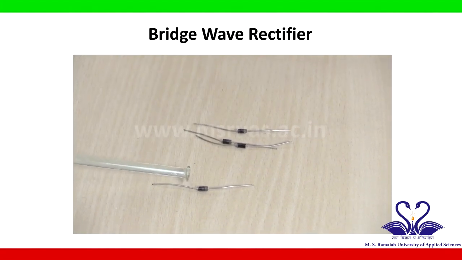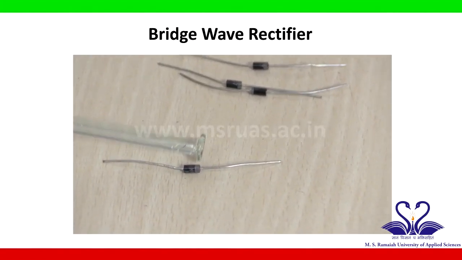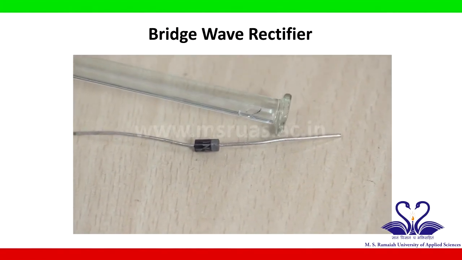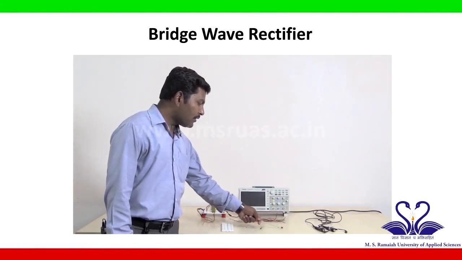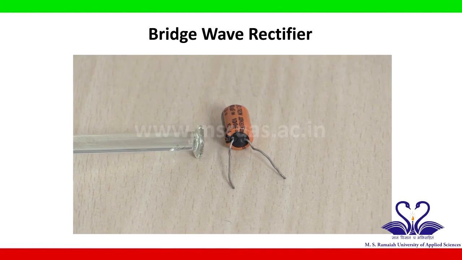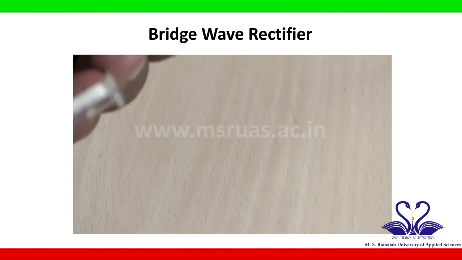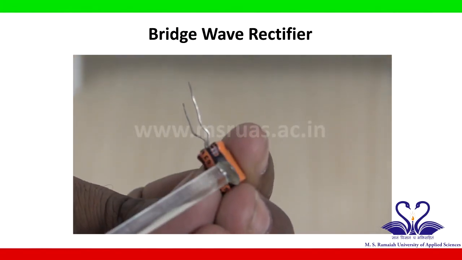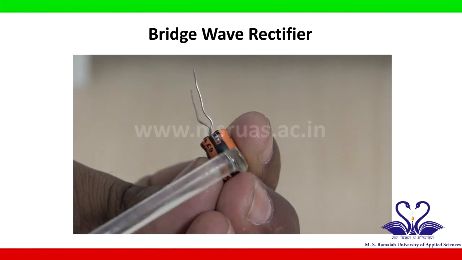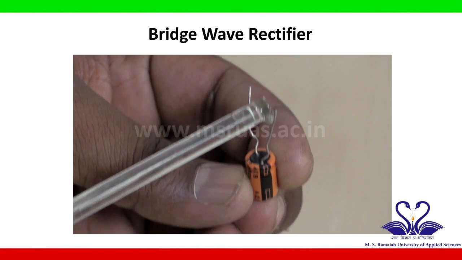In this, the terminal which is encircled with a silver color ring is called the N side, and the other terminal is called the P side. Capacitor. This is a capacitor having a value of 100 microfarad. It has a positive terminal and a negative terminal. The terminal which is indicated by a black strip with a negative sign is called the negative terminal, and the other terminal is called the positive terminal.